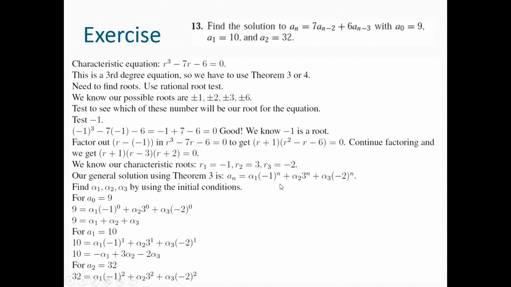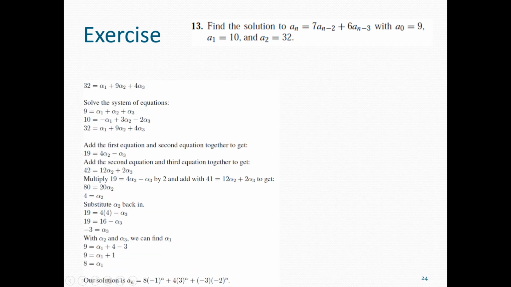Now, in order to find the values of alpha_1, alpha_2, alpha_3, we have to use the initial conditions, and these values are given by alpha_1 is 8, alpha_3 is -3, alpha_2 is 4. So we just plugged in the values in order to find the solution. Okay.